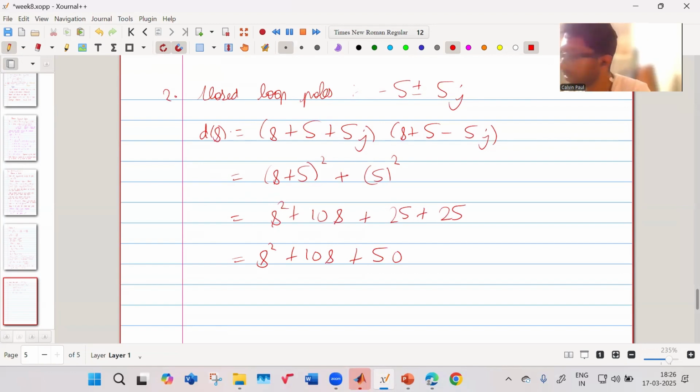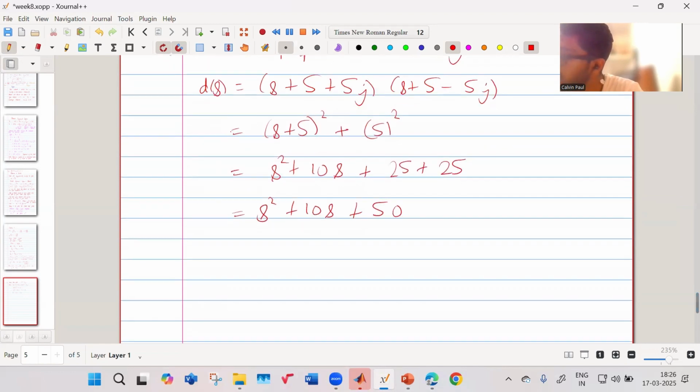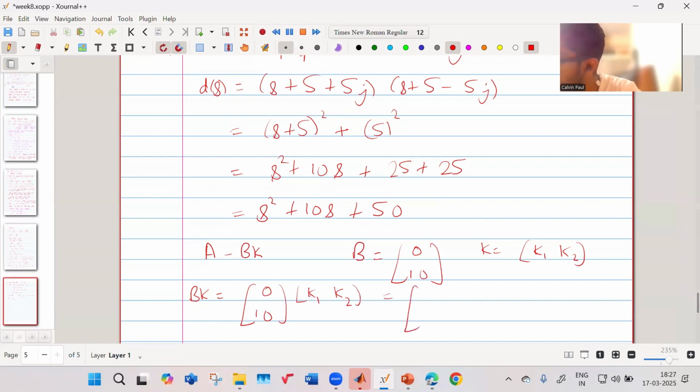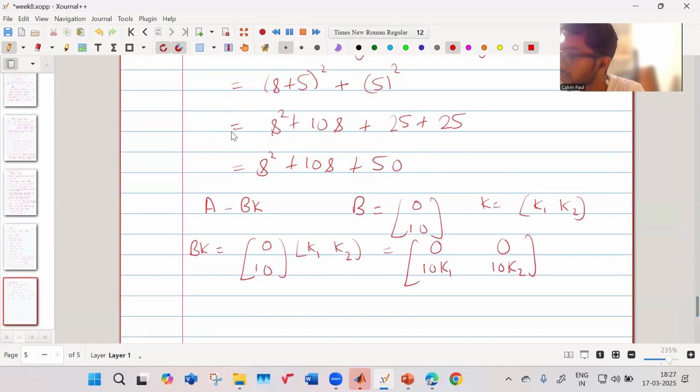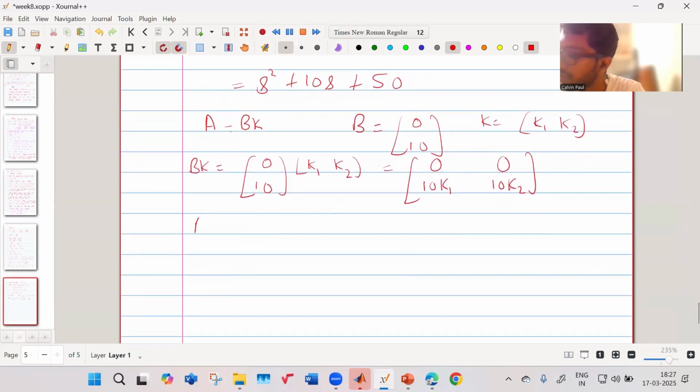Now, we are doing A minus B into K. So our B is [0; 10] and K is [K1, K2]. So BK is [0; 10] times [K1, K2], that is 0 into K1, 0 into K2 in the first row, and 10 times K1, 10 times K2 in the second row. So when we do A minus BK, that is equal to what is A?